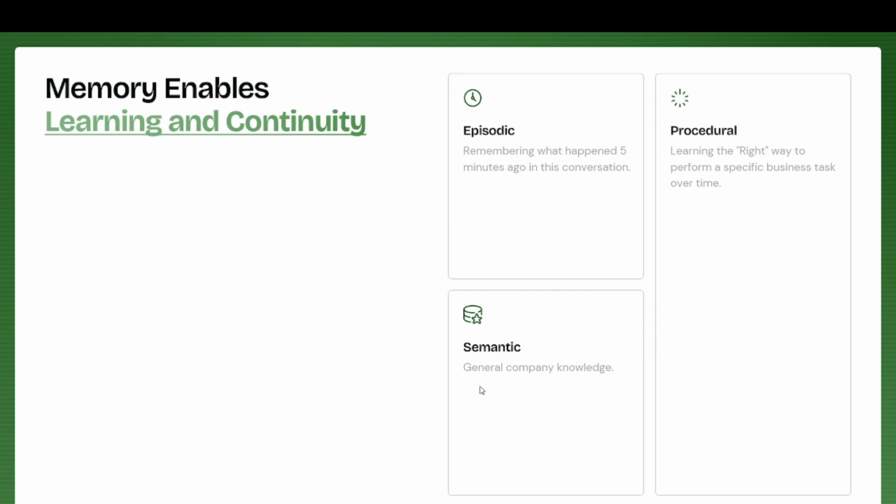Then we have the semantic memory, which is just like a vector database and RAG that we have discussed. So it helps the agent to retrieve information from the vector database to augment the current information it has.